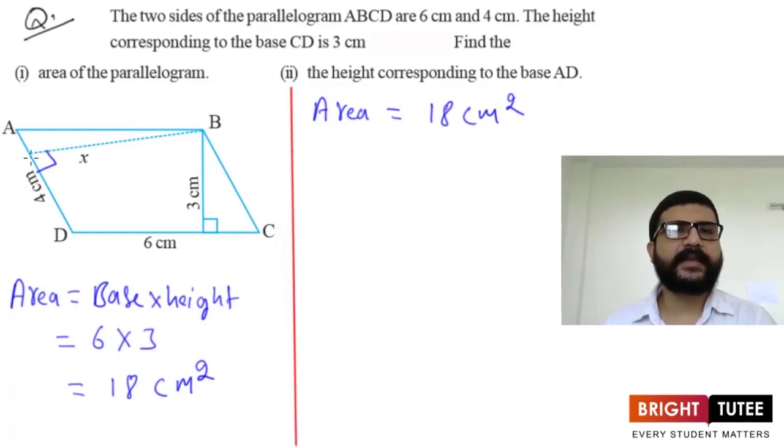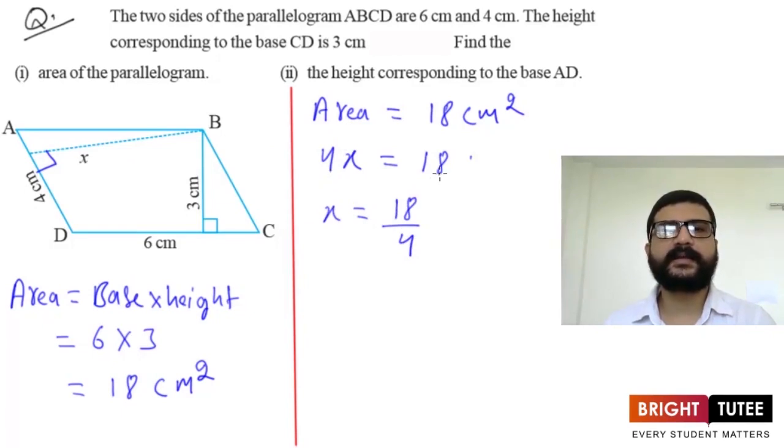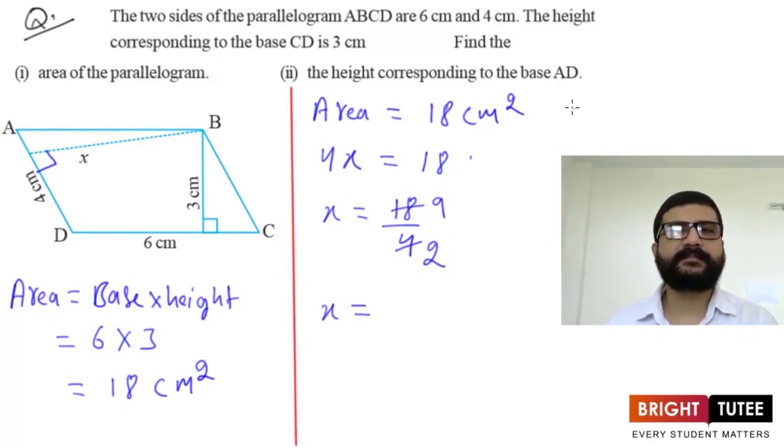So therefore we know the area will be equal to 4 into x, which is 4x. So now we have 4x is equal to 18. Now from here we get x is equal to 18 divided by 4. What we did here, we transposed this 4 to the right side of the equation, as 4 was multiplied with this x. So after transposition it will come in division. Now we can simplify this. 2 2s are 4, 2 9s are 18, and 9 upon 2 will be 4.5. So therefore the height corresponding to the base AD is 4.5 centimeters.